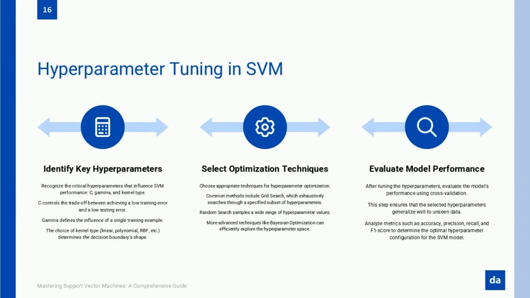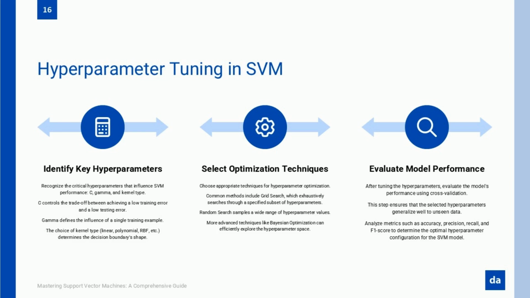Support vector machines have two key hyperparameters that directly impact performance, C and gamma. Tuning them correctly can mean the difference between a model that generalizes well and one that either overfits or underperforms. Let's start with C, the regularization parameter. C controls the trade-off between a wide margin and classification accuracy.